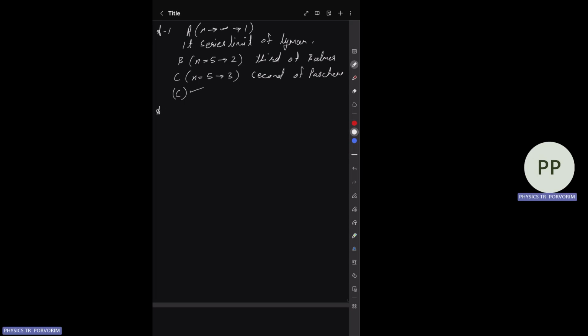Now the second question: energy levels A, B, C of certain atoms corresponding to an increasing value of E. So in the second, we can see E3 is equal to E1 plus E2. Now we can write it as hc by lambda 3 equal to hc by lambda 1 plus hc by lambda 2. When we solve this, we get lambda 3 equal to lambda 1 lambda 2 by lambda 1 plus lambda 2. So the correct option is B.